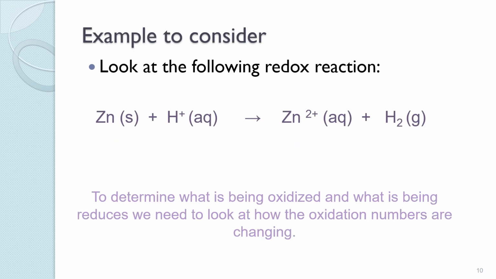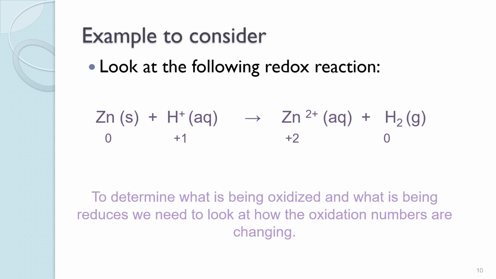So here's a simple redox reaction. First thing we want to do is figure out what the oxidation numbers are. Zinc, having no charge at all, will be a 0. Hydrogen, all by itself, has a +1 charge, so it's a +1. The zinc on the right-hand side is a +2, and the hydrogen in the elemental form, with no charge, has to be a 0. So there are our oxidation numbers.